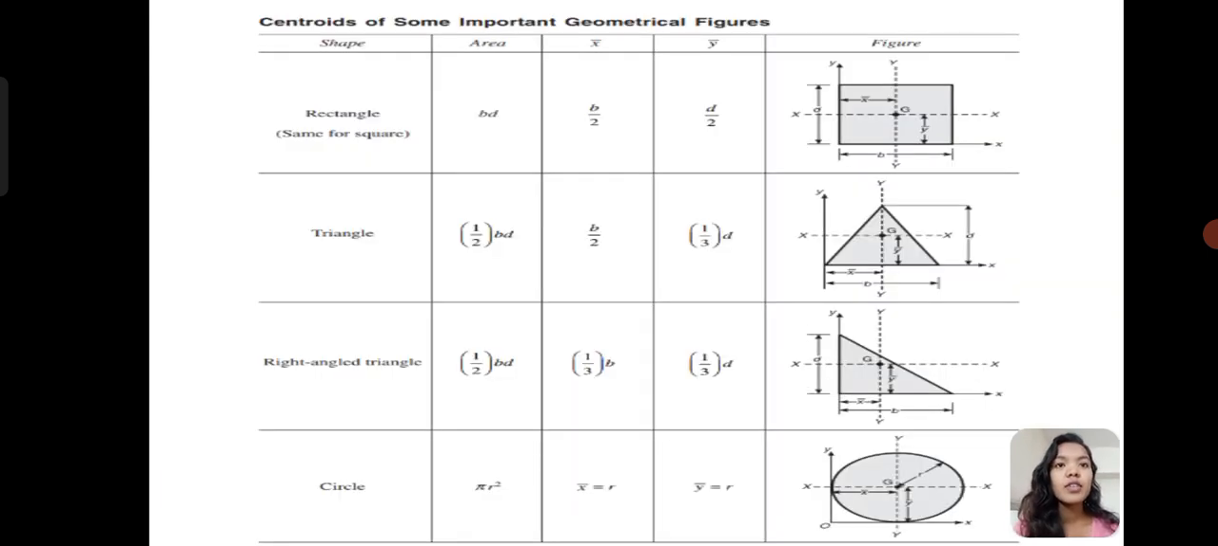Now we're going to cover topics like centroids of some important geometrical figures. Here we're going to solve the problems on geometrical figures.